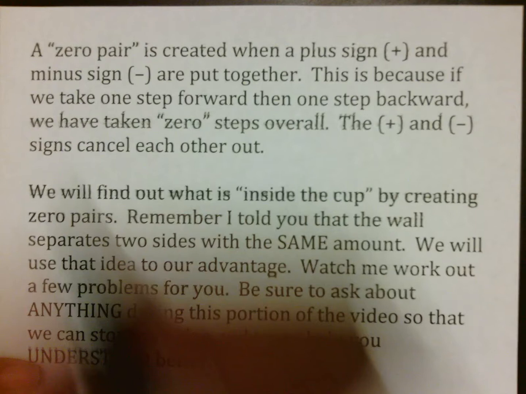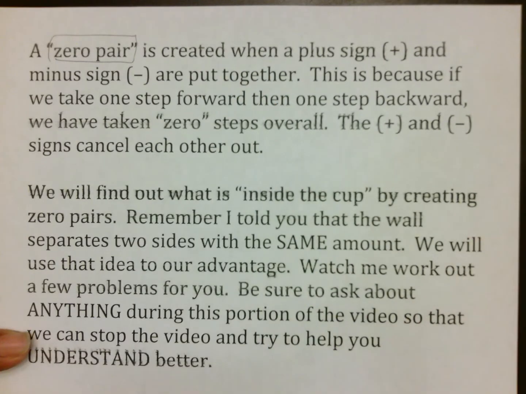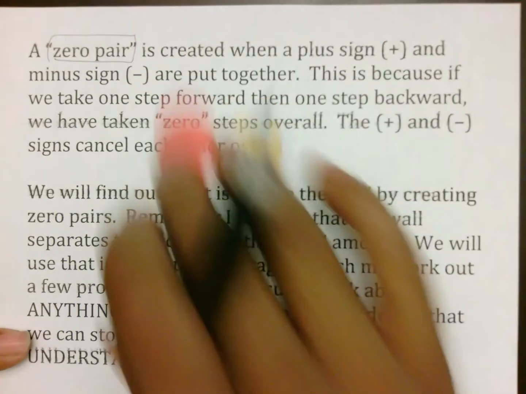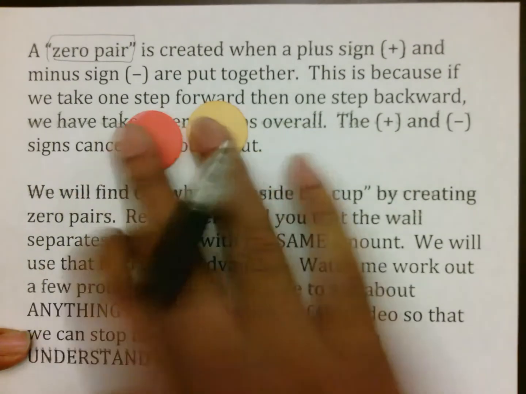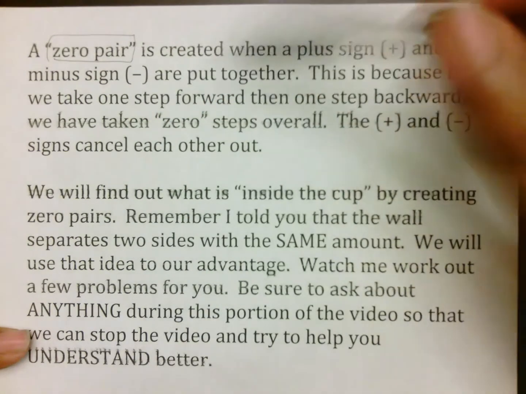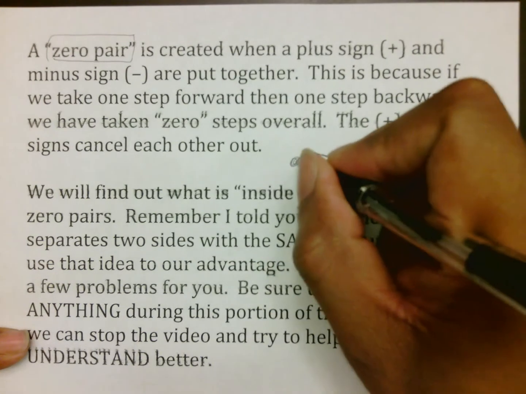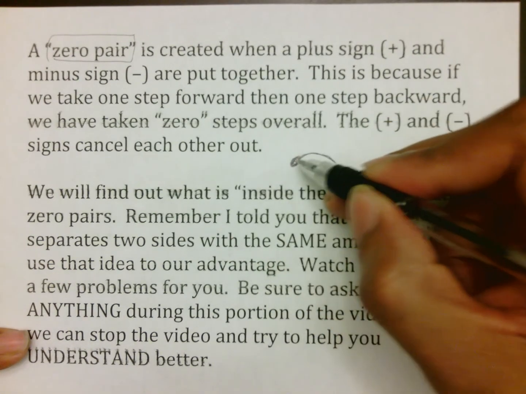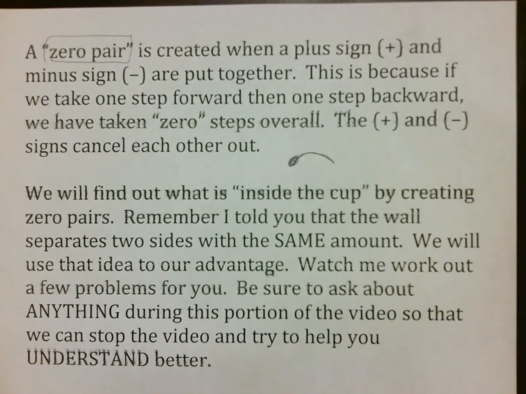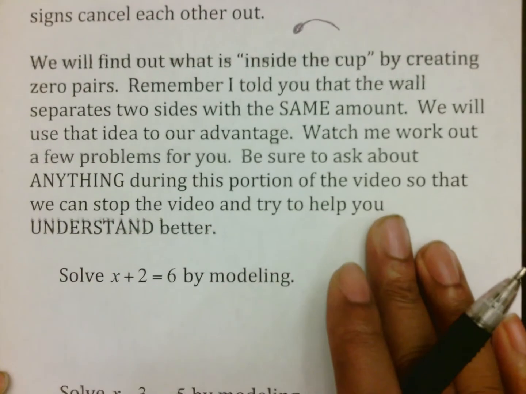First off, you have to understand that a zero pair is created when a plus sign and a minus sign are put together. If you remember when we talked about adding real numbers, a positive put together with a negative canceled out and went off the table. Logically, if I take one step forward and then one step backwards, I didn't take any steps overall because I'm right back where I began. So anytime you see a plus and minus sign on the same side, they cancel each other out. They're called a zero pair.